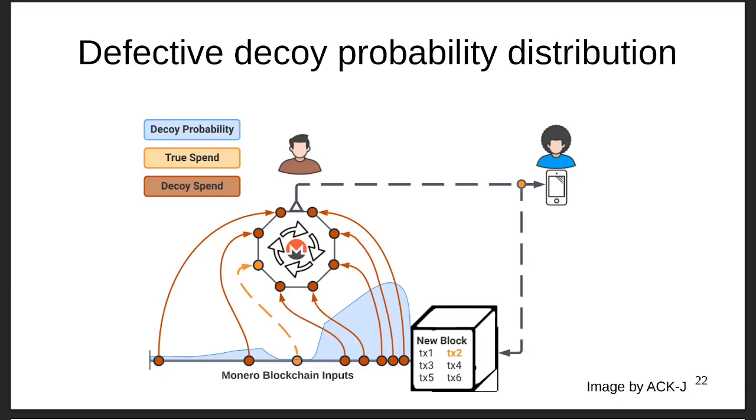The adversary knows the decoy probability because it is described in the open source code of the wallet. Therefore, the adversary knows that it is very unlikely that this ring member is a decoy. Instead, it is probably the real spend. Return to the analogy of hiding in a crowd. The decoy crowd is absent. The real spend sticks out. It is easily guessed by the adversary.